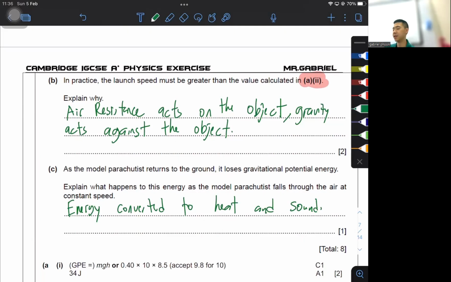Okay. Please attempt the vector diagram. Question number 8, I think. Was it question number 8? Yeah, question number 8 then.